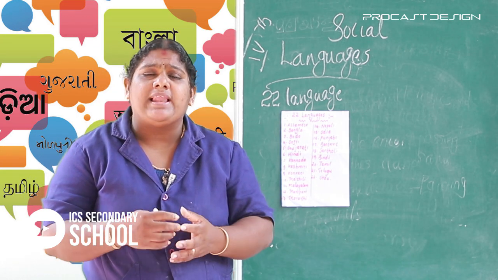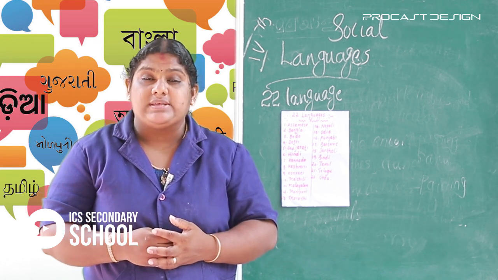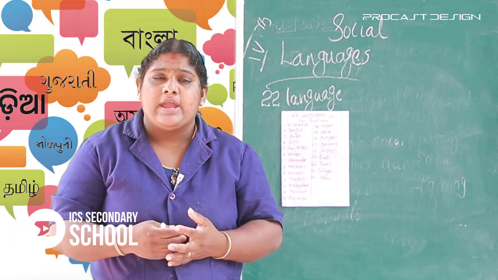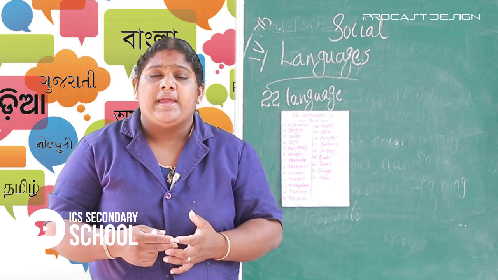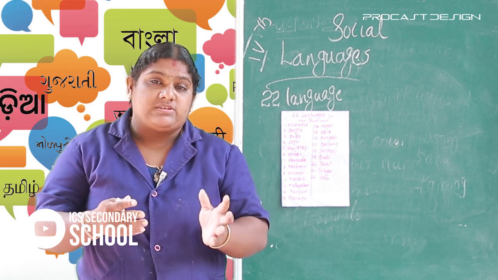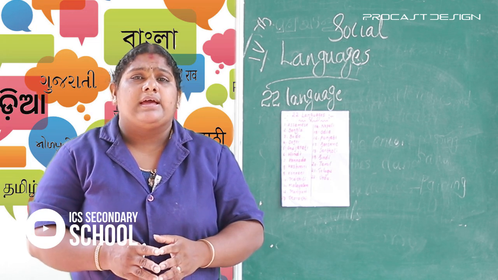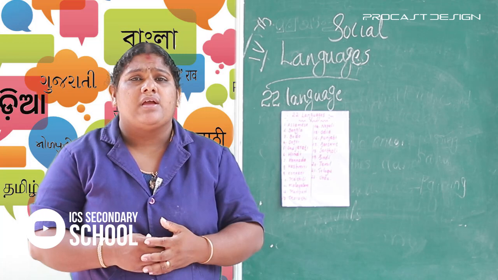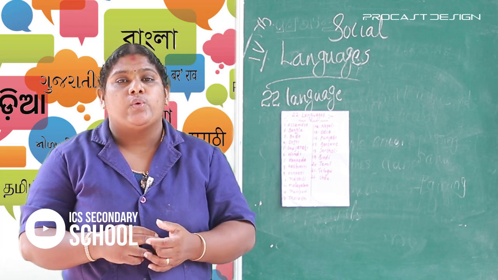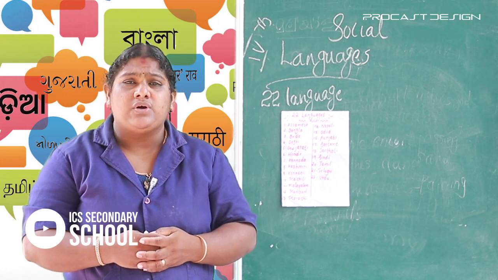Most of the languages are written from left to right, but some of the languages like Kashmiri, Sindhi, Urdu, etc. are written from right to left.